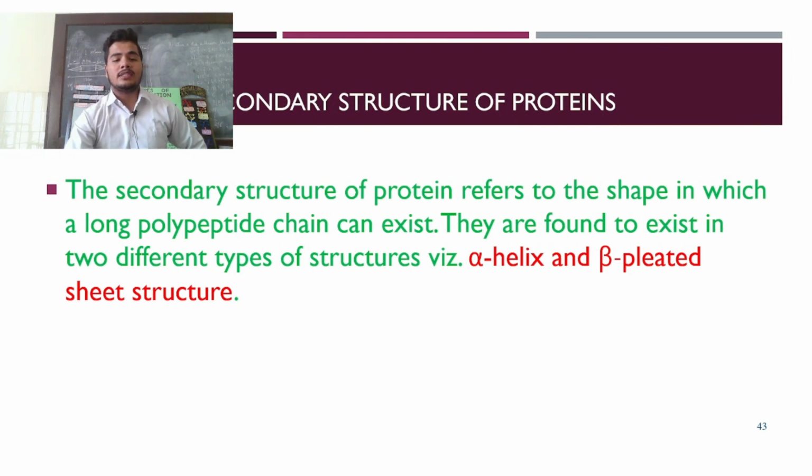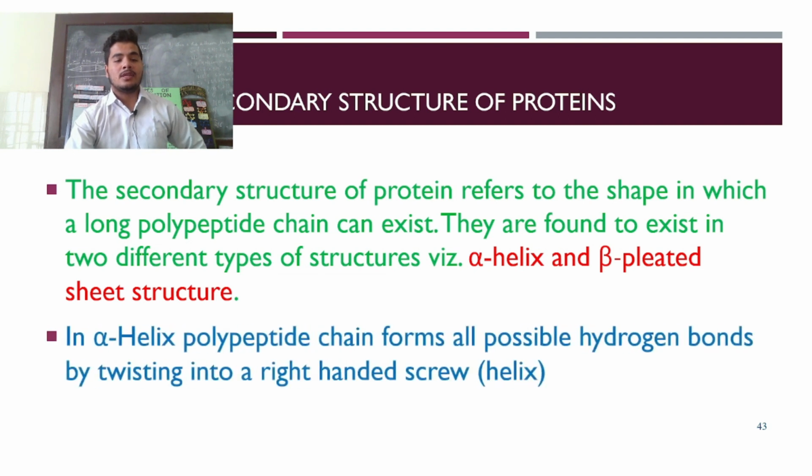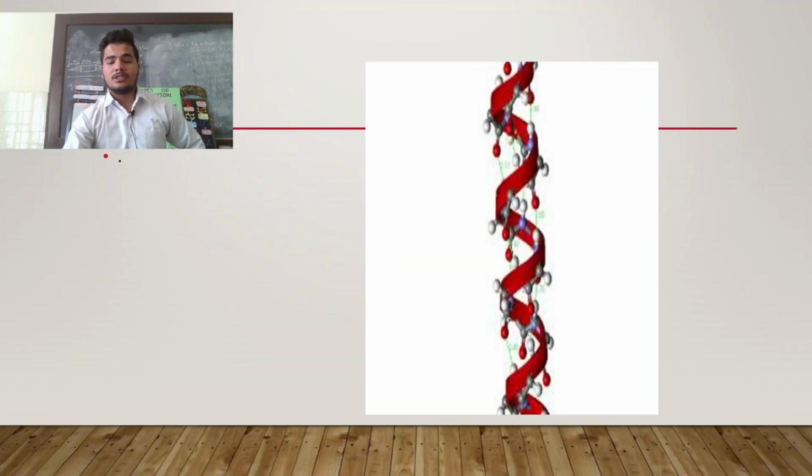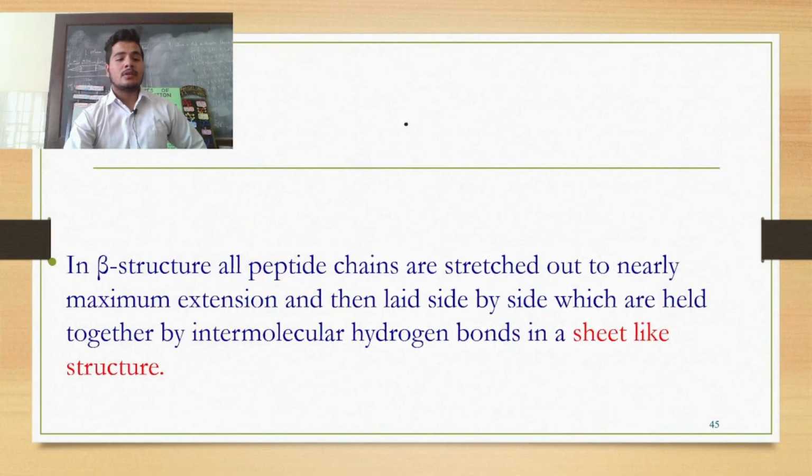They are found to exist in 2 different types of structures, alpha helix and beta pleated sheet structures. In alpha helix, polypeptide chains form all possible hydrogen bonds by twisting into a right-handed screw. These are the structures of secondary. In beta structure, all peptide chains are stretched out to nearly maximum extension and then laid side by side, which are held together by intermolecular hydrogen bonds in a sheet-like structure.